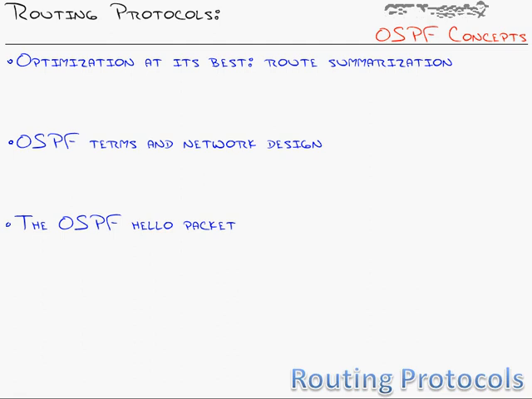But before we do, let's wrap things up here. We first off looked at optimization at its best, or the best way to optimize a router, which is through route summarization. We then moved into the OSPF terms and network design, and to hit the high ones, area is the most critical. Area defines routers that have the same topology database or roadmaps. ABRs, area border routers, is what moves you between areas, and ASBRs, autonomous system boundary routers, are the routers that move you outside of your own OSPF network, maybe to access the internet.